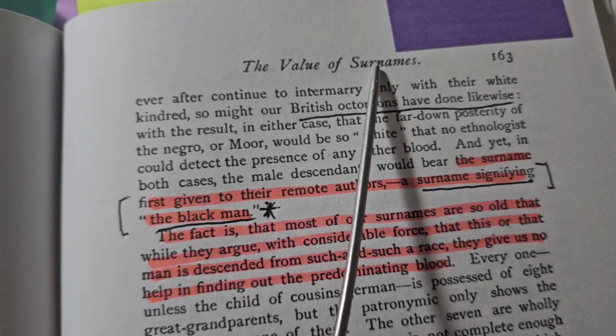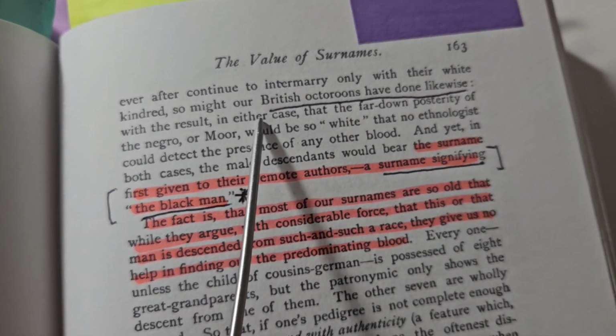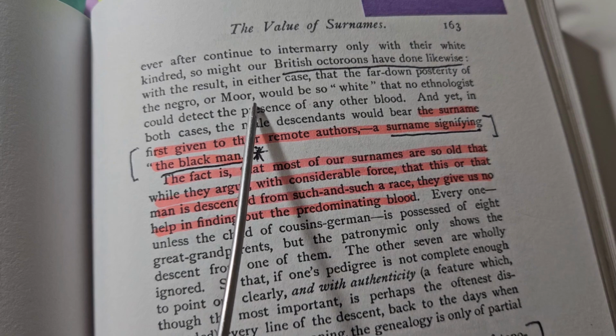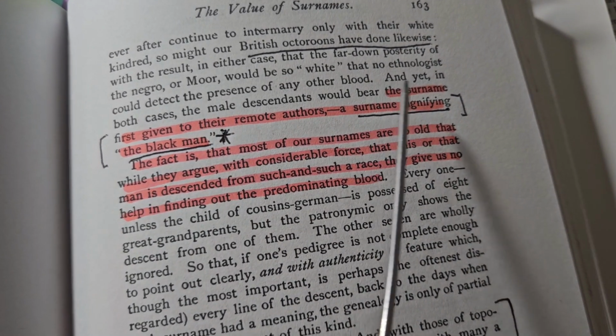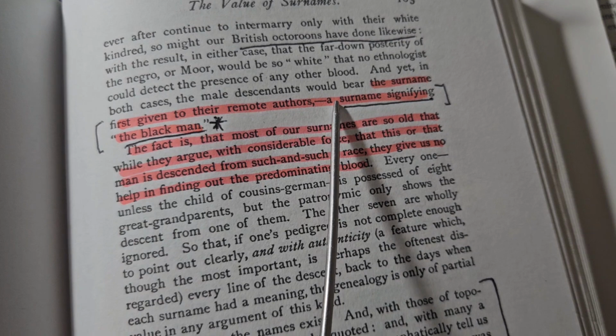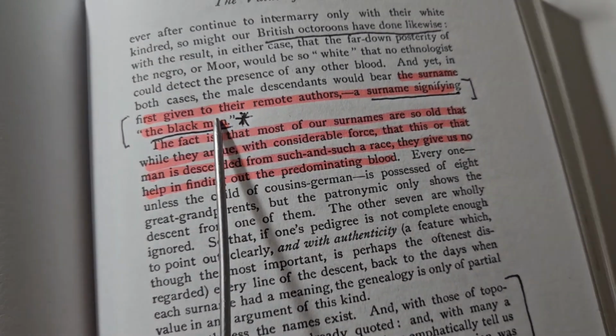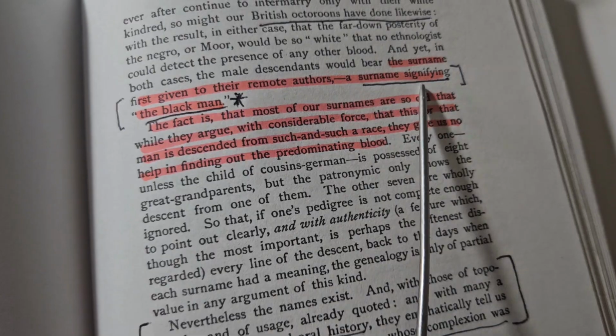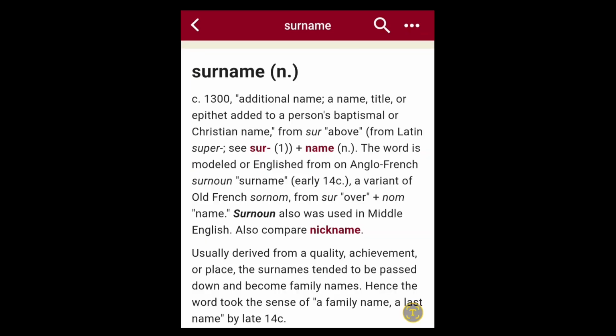The value of surnames, okay? Let's just read this right here, okay? And yet, in both cases, the male descendants would bear the surname first given to their remote authors, a surname signifying the black man. So now we're at the etymology of the word surname.